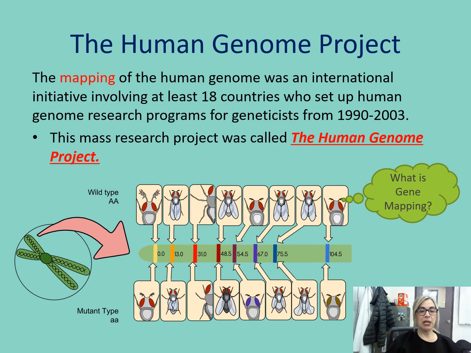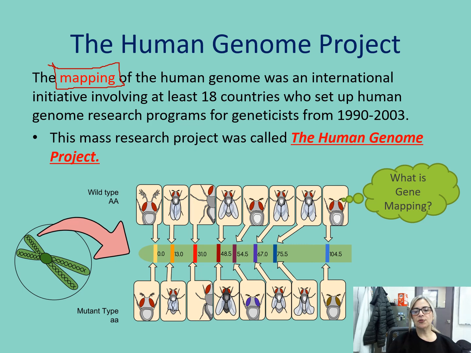So when we look at the Human Genome Project, this was a very extensive project that involved like 18 plus countries, and it ran for about 13-ish years from 1990 to 2003. And really it was a massive international collaboration to try and map the human genome, meaning we know we have 46 chromosomes, okay? Which genes are on which chromosome?